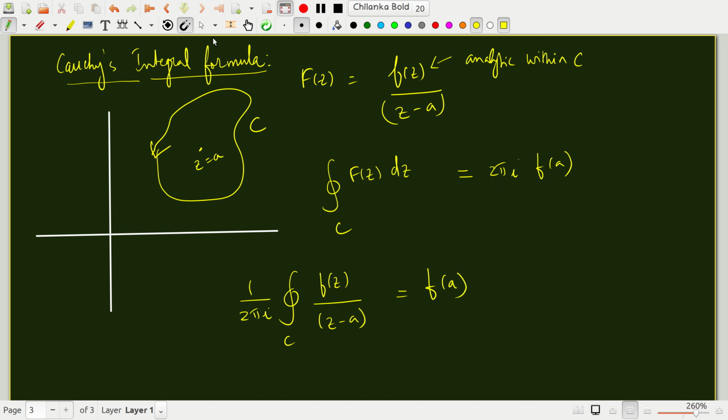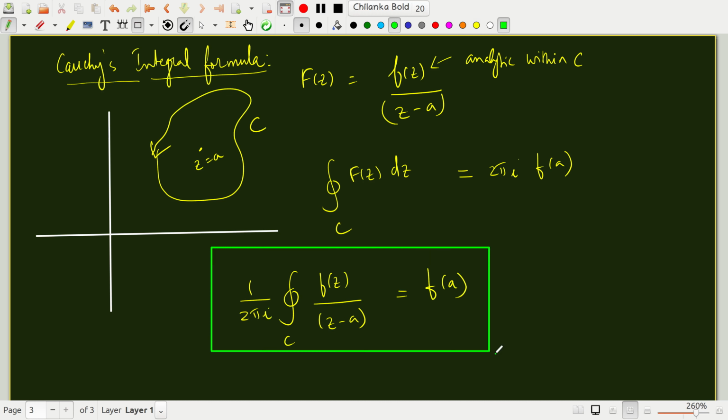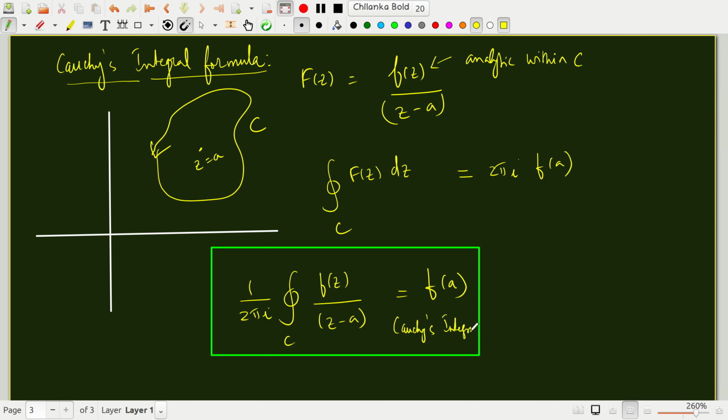So this is a very neat result. I'll point out why it is a very interesting result in a minute. This is called Cauchy's integral formula.